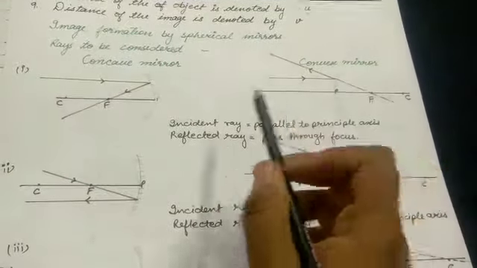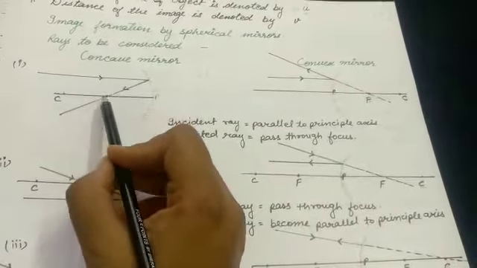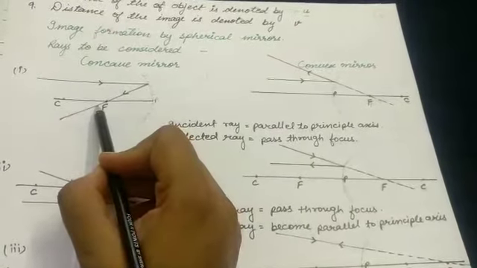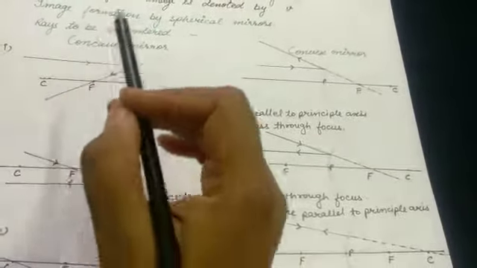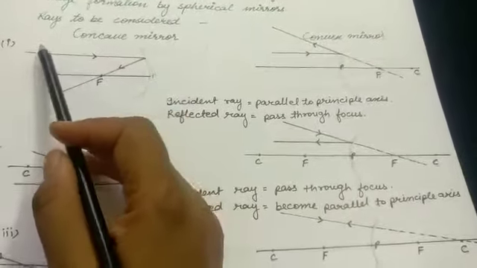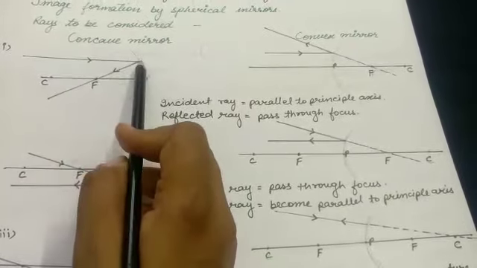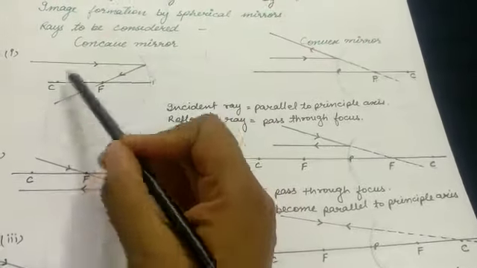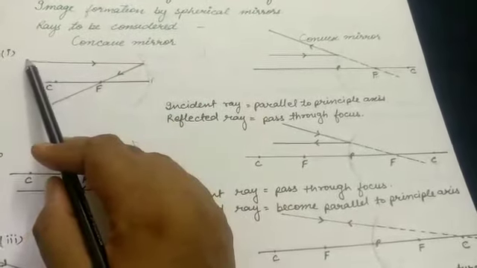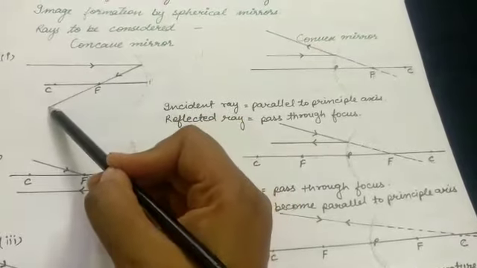Again I am reminding you of one thing: I have shown the incident ray with a green line and the reflected ray with a red line, and if there is any imaginary line, I have shown it with a blue dotted line. So keep this in mind. What is the first rule? If a light ray is parallel to the principal axis, it always passes through the principal focus. In the case of a concave mirror, if any light ray is parallel to the principal axis, after reflection it passes through the principal focus. This is shown here.